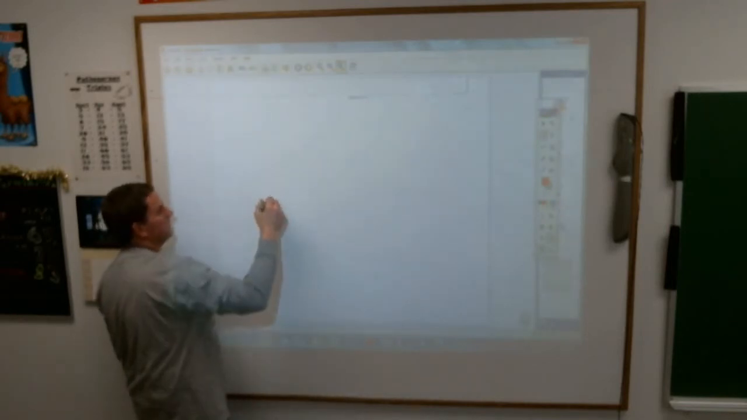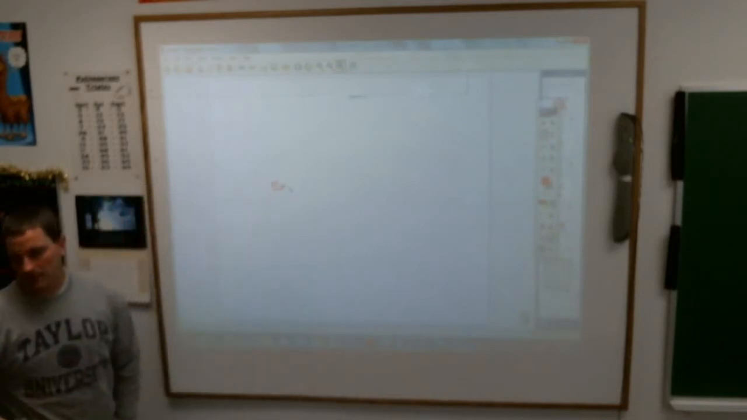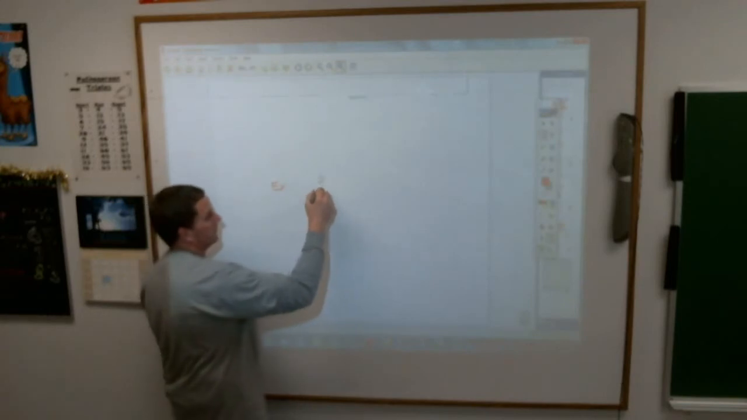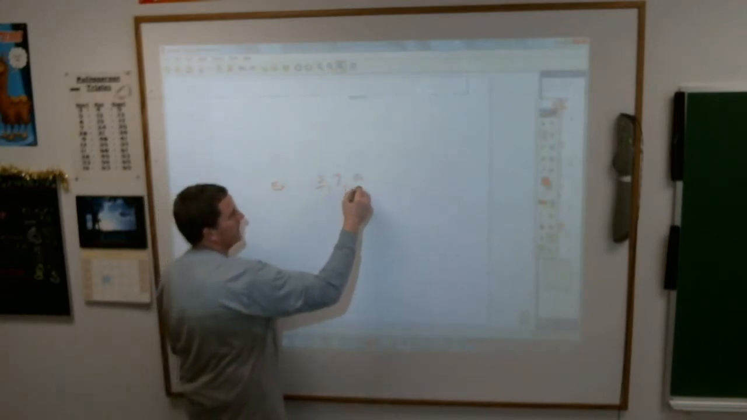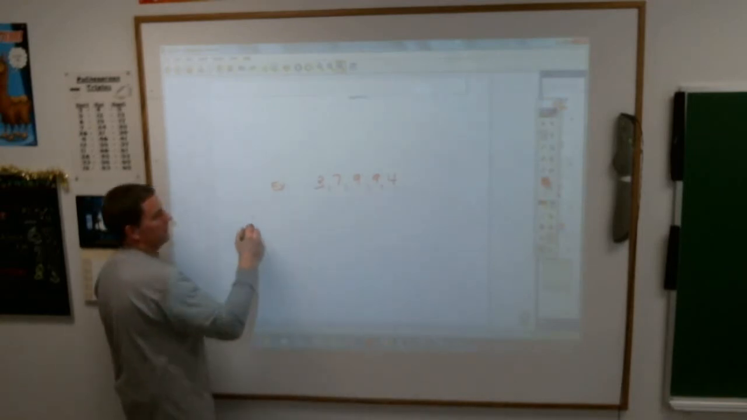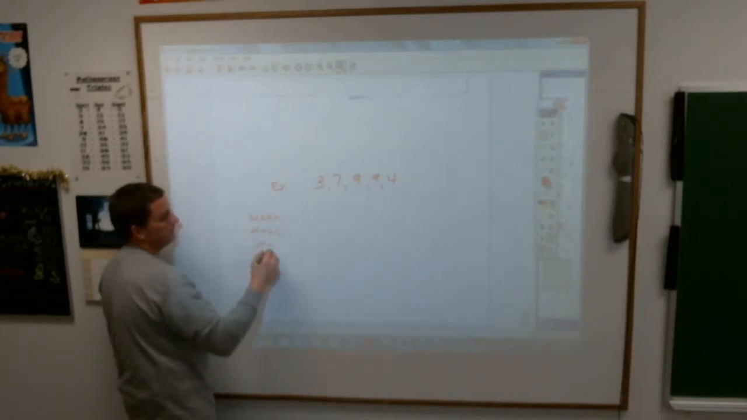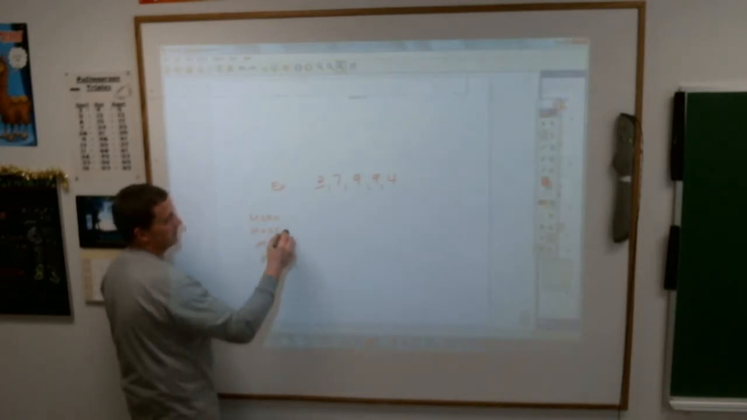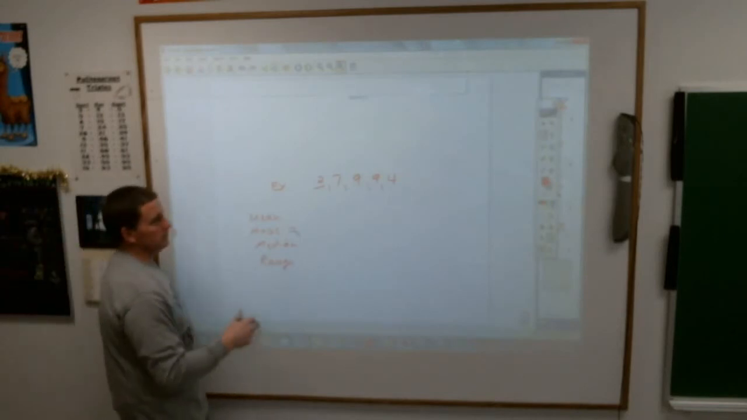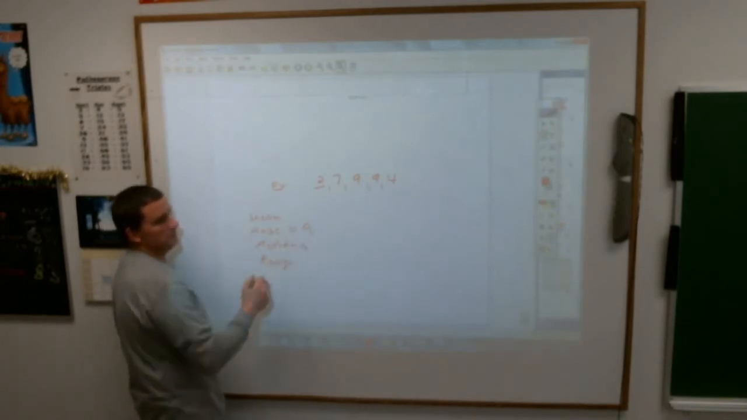Let's say you've got these data things here: 3, 7, 9, 9, 4. And you were asked to give the mean, the mode, the median, and the range. Let's do the easy ones first. What is the mode of that one? What number happens the most? Lance? 9. What number is in the middle or the median? Jaden?